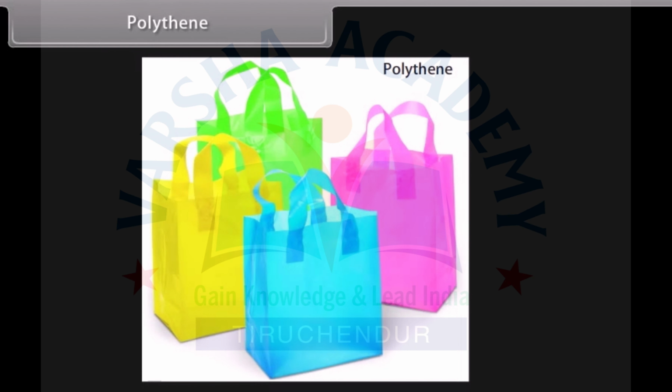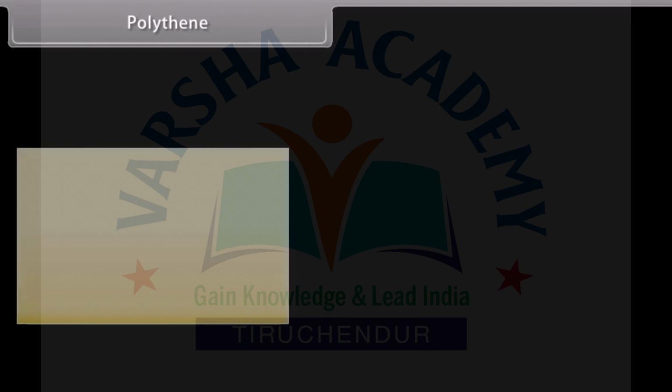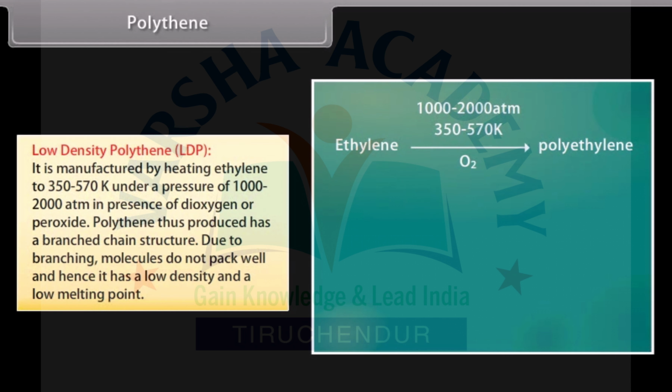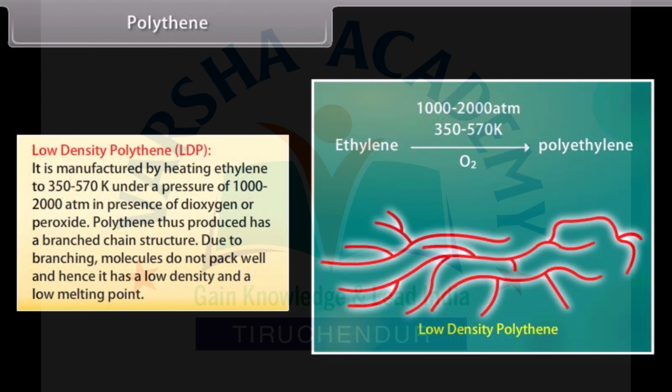Polythene. Polythene is the most widely used addition polymer. Nowadays, two types of polythenes are produced and they have widely different properties. Low-density polythene. It is manufactured by heating ethylene to 350 to 570 Kelvin under a pressure of 1000 to 2000 atm in the presence of dioxygen or peroxide. Polythene thus produced has a branched chain structure. Due to branching, molecules do not pack well and hence it has a low density and a low melting point.